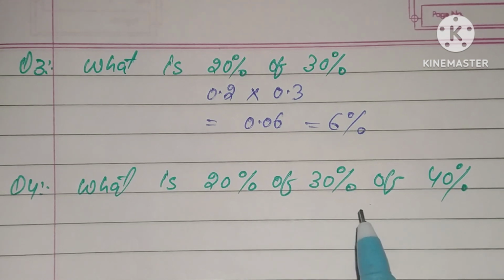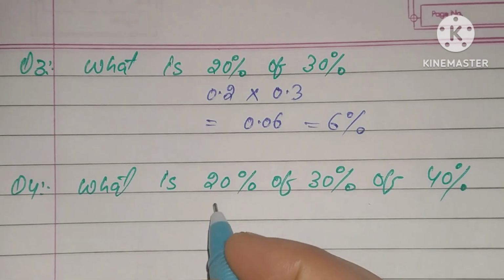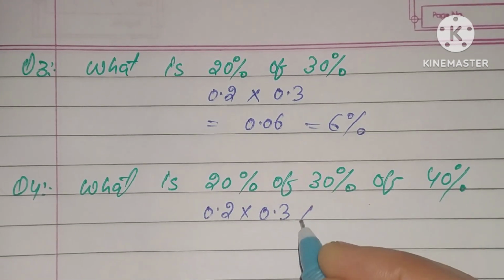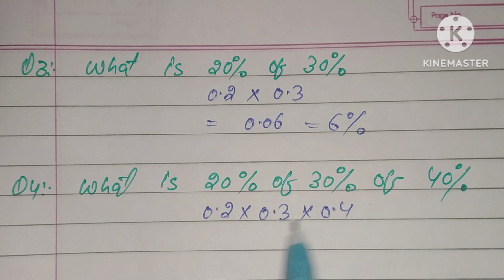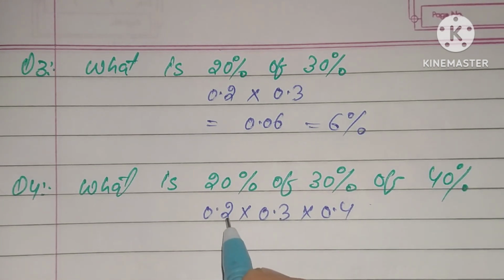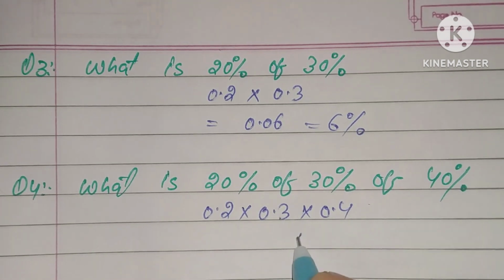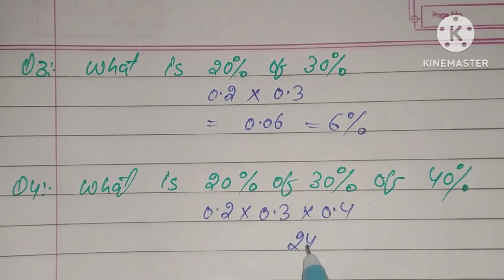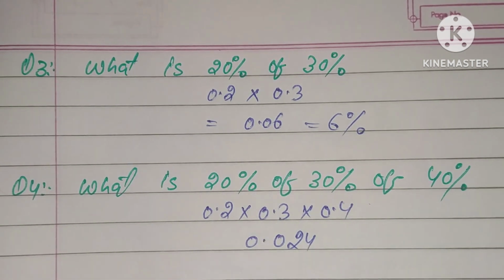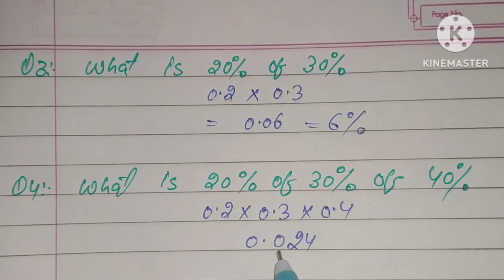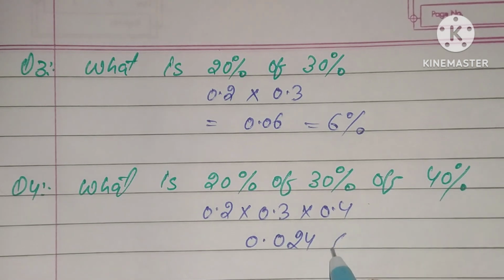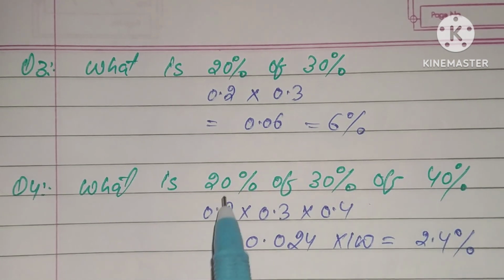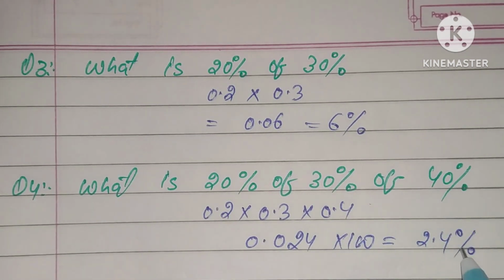What is 20% of 30% of 40%? 20% will be 0.2, 30% will be 0.3 in decimal form, and 40% will be 0.4. It will be 3 2s are 6, 6 4s are 24, and the decimal point will be after 3 places. In percentage form, it will be multiplied by 100 and it will be 2.4%. Therefore 20% of 30% of 40% will be 2.4%.